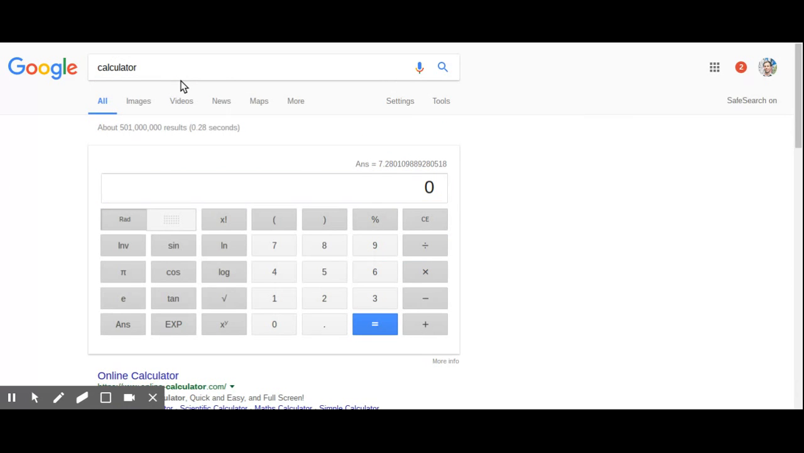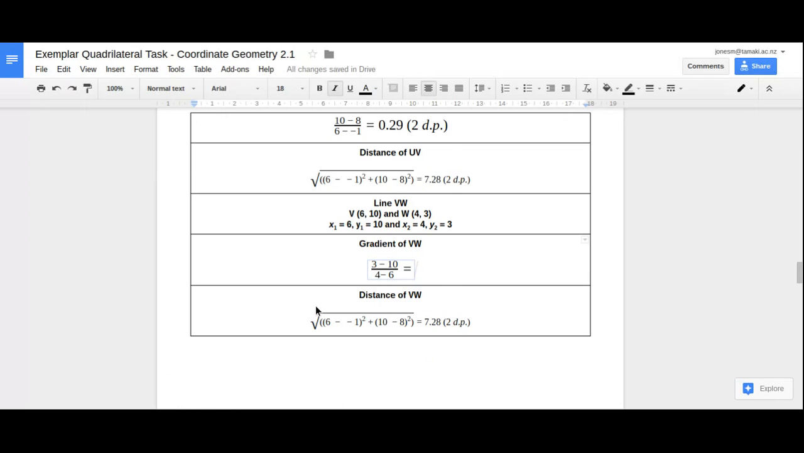So we have 3 take away 10 divided by 4 take away 6. And the answer is 3.5. That isn't rounded to any decimal places, so we can just leave the answer as that.